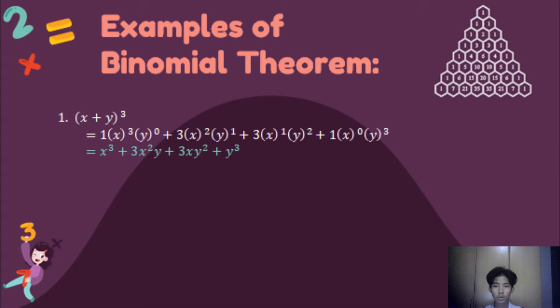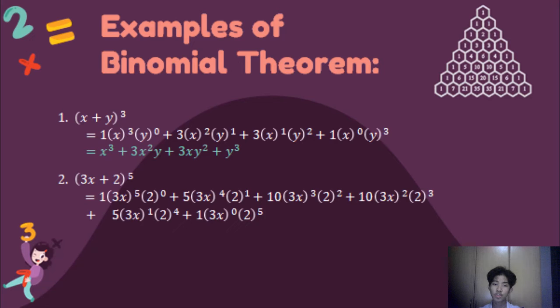So if we will simplify that, or we will times the variable and coefficient, the answer would be x cubed plus 3x squared y plus 3xy squared plus y cubed. And also, as you can see, we have the exponent of 3, so it is true that if we add it with 1, it will be the number of terms. So for example number 2, we have 3x plus 2 raised to 5.